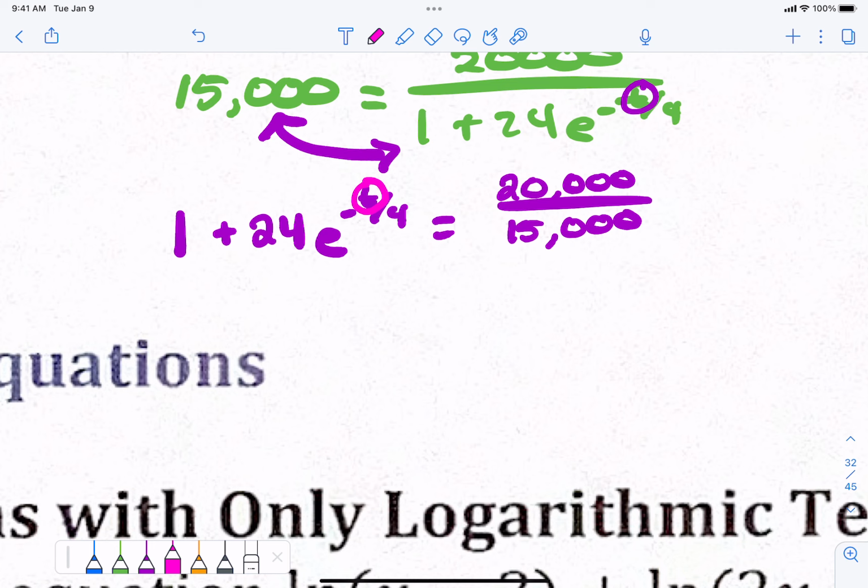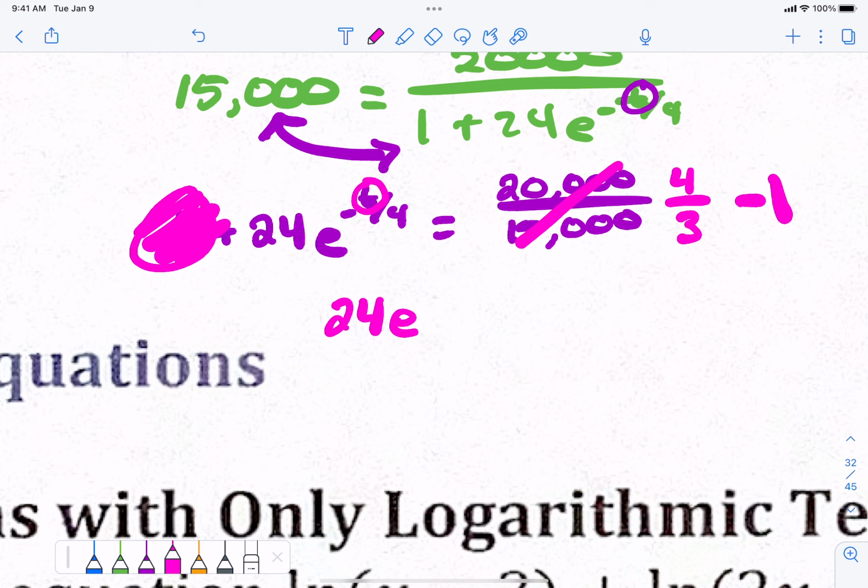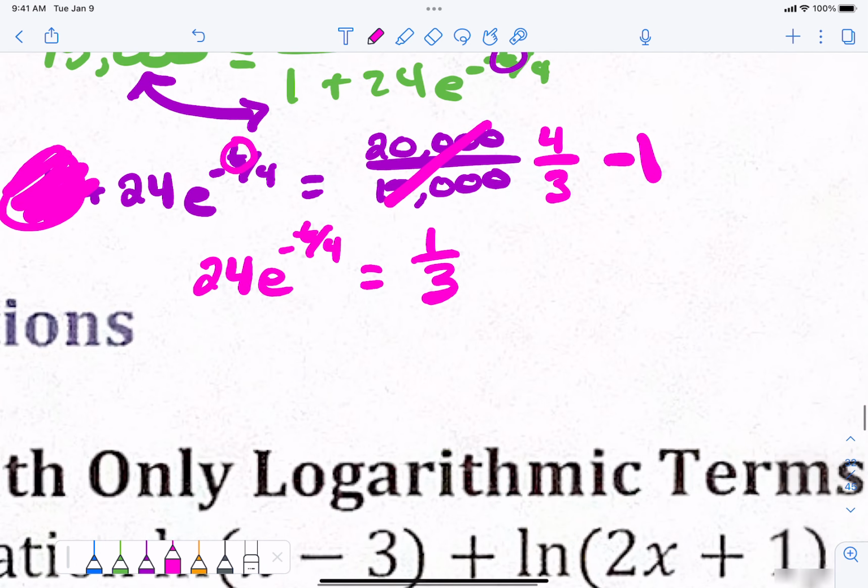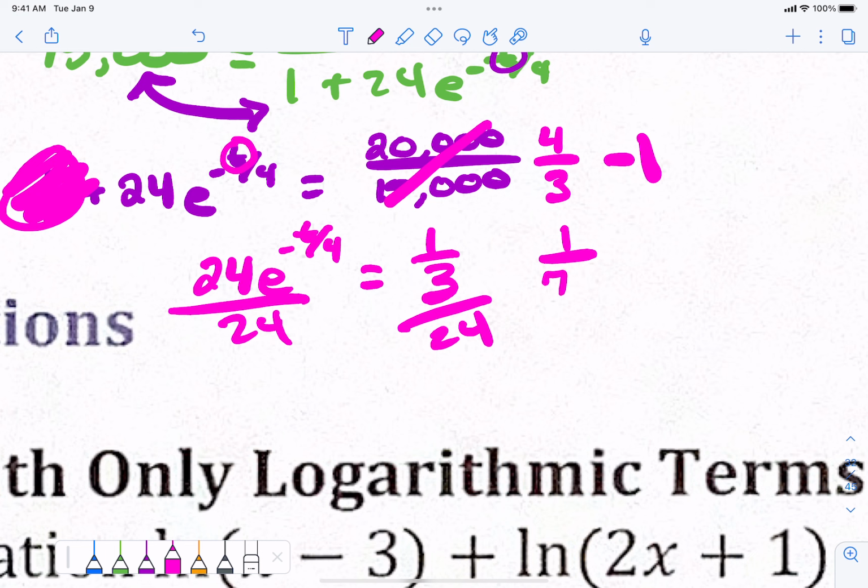You can reduce here. Okay, what does this come out to be? 20,000 divided by 15,000. Is it 4 over 3? Yeah, 4/3 or 1 and 1/3. Okay, we'll leave that as 4/3. Then what? You're probably going to want to subtract the 1. I'm going to move the 1 over, so I'm going to subtract 1. What's 4/3 minus 1? 1/3. Then what? Divide by 24. So I'm going to take this, divide by 24, divide by 24. That is 1 over 72.